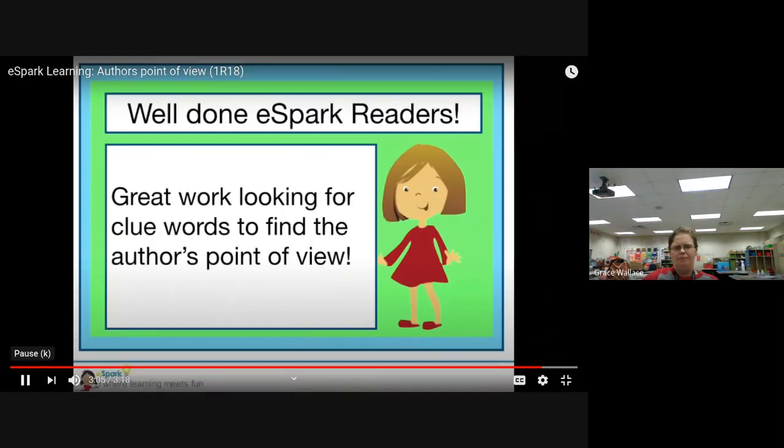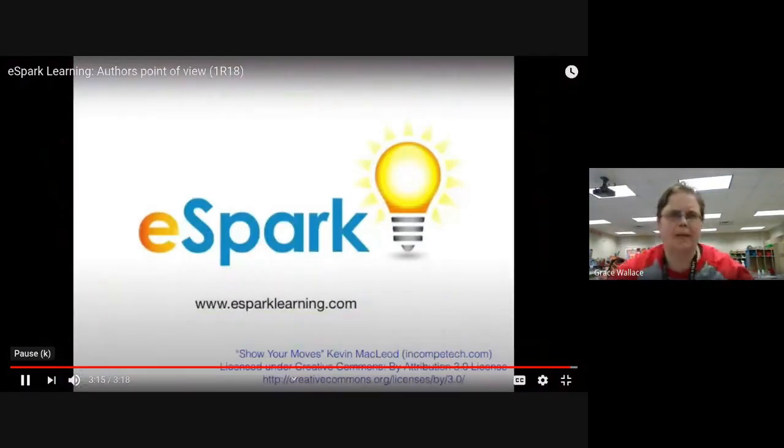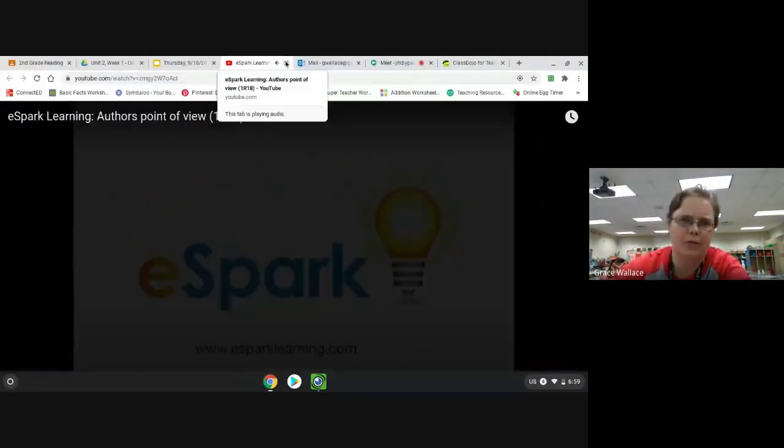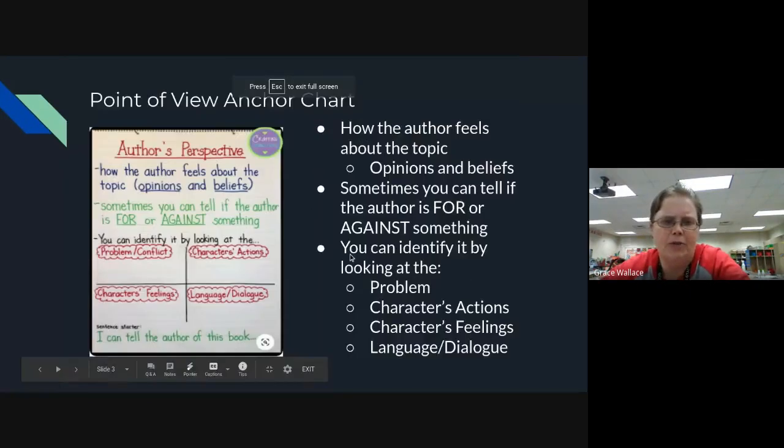Great work looking for clue words to find the author's point of view. Understanding the author's point of view will help you understand more about what you are reading. Keeps going back to that, making connections so you can understand your reading. Everything we talk about keeps going back to that same idea. So once again, I have this anchor chart. This is nothing new. This is what we talked about yesterday.